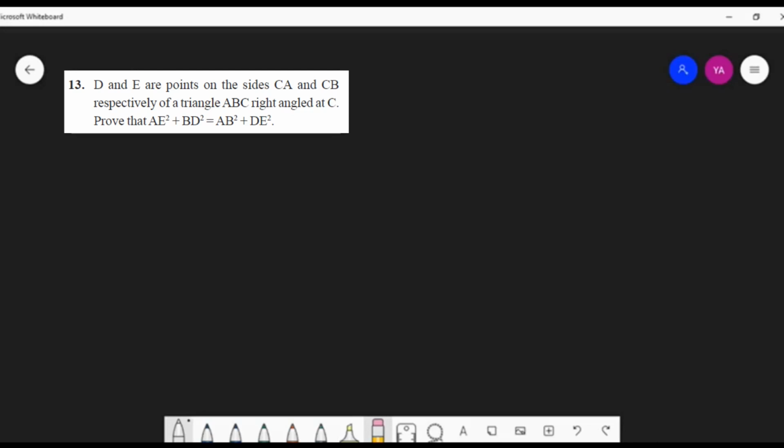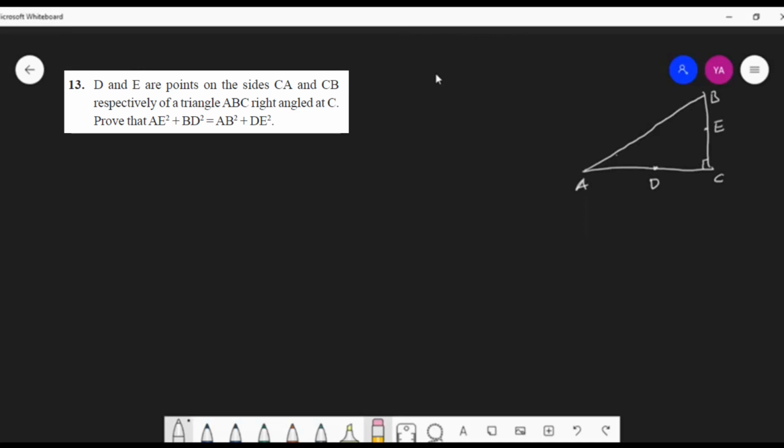Okay, so we want to draw some picture based on the statement given in the question. The name of the triangle is ABC, so I take ABC like this. Anyhow, you can take any order, no problem. Suppose this is A, B, C. C must be 90 degrees, that's the point. D is a point on CA, so suppose D comes here. And E is a point on CB. Then we want to prove this.